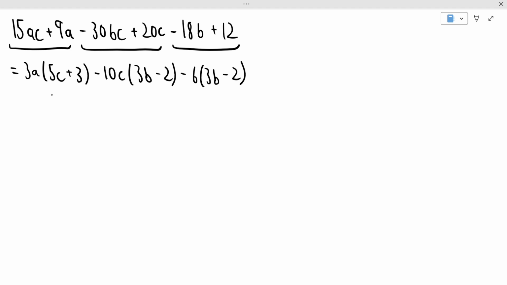One way to determine whether or not the grouping is correct is to check the ratios of the coefficients. If the ratios of the coefficients in each group are not all the same, the factoring will not work. We can see that in the first group, the coefficients 15 and 9 don't have the same ratio as the coefficients in the second group, which is negative 30 and 20, because 15 divided by 9 is not equal to negative 30 divided by 20. Therefore, factoring by grouping with the grouping we used will not work.